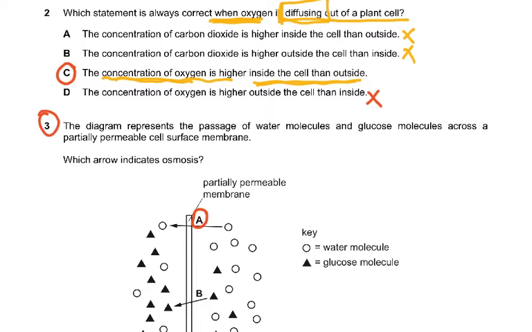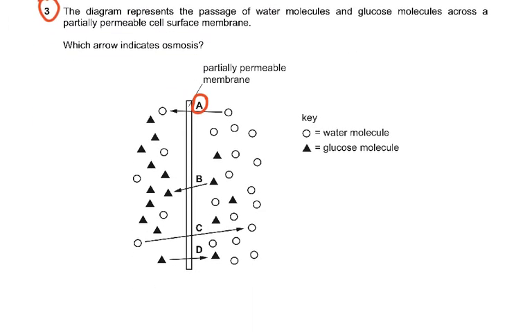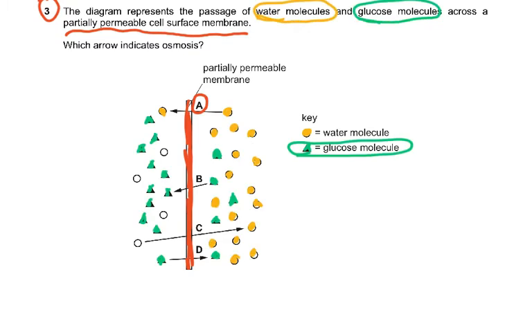Then coming to question number 3, the diagram represents the passage of water molecules and glucose molecules. Please understand the question, water molecules and glucose molecules across a partially permeable cell membrane. This is the partially permeable membrane that they have drawn. Now you can see these have been colored. The circles are the water molecules. I've just colored them and shown you the difference between them. So the water molecules are yellow and the green molecules are glucose. Now it says which arrow indicates osmosis.